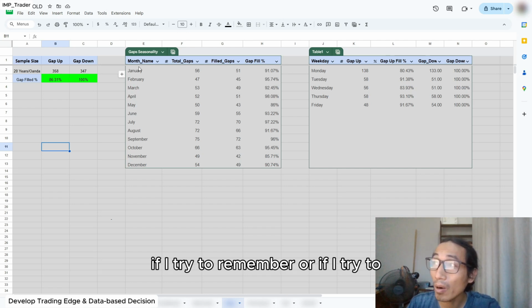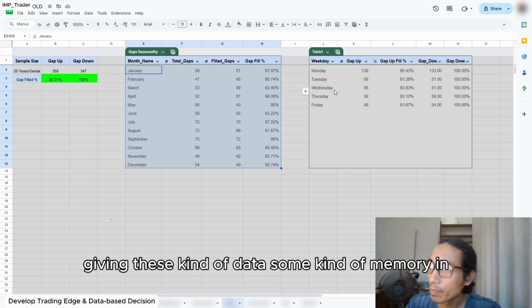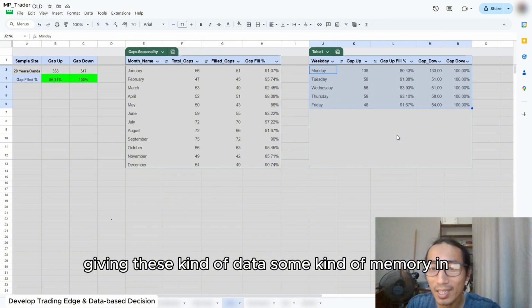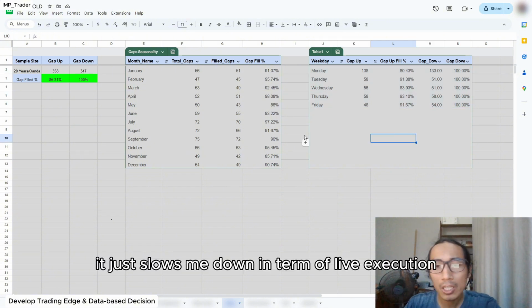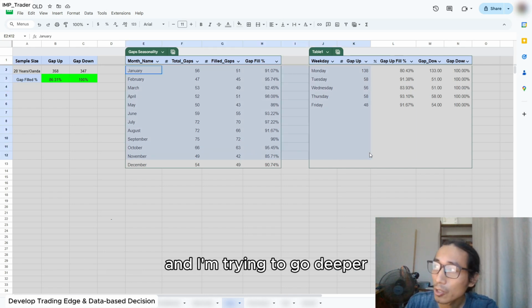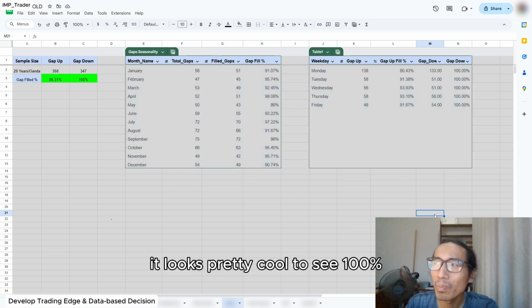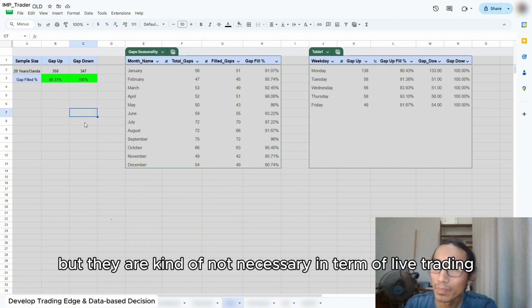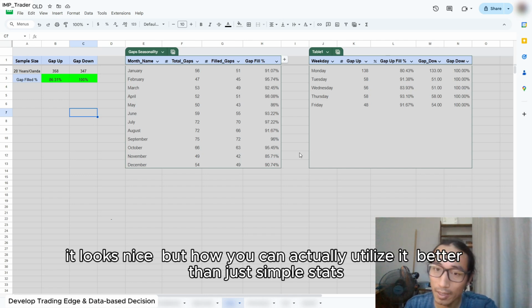If I try to give this kind of data some kind of memory in my mind, it just slows me down in terms of live execution, and this is not something useful in live trading. If I am selling you a course and I'm trying to go deeper, it looks pretty cool to see 100%, but it's kind of not necessary in terms of live trading, to be honest. It looks nice, but how can you actually utilize it better than just a simple stat?